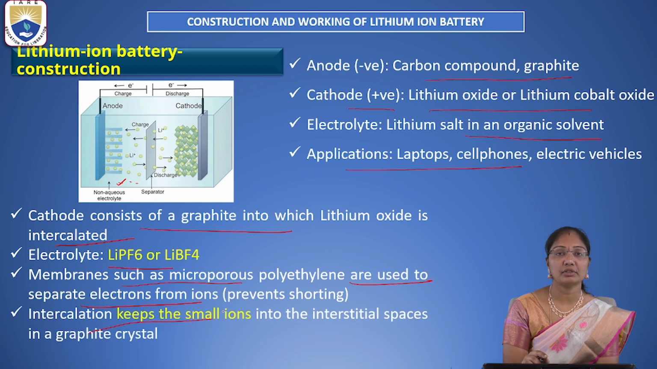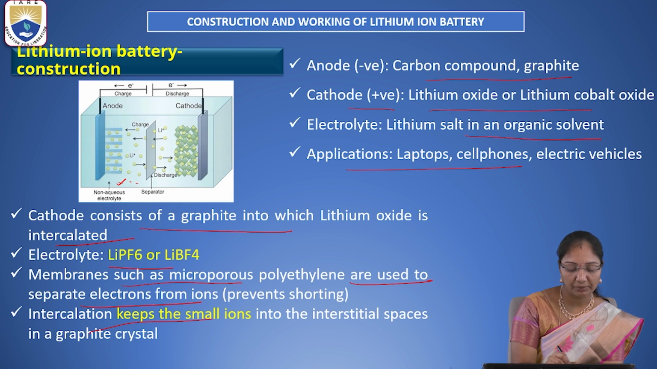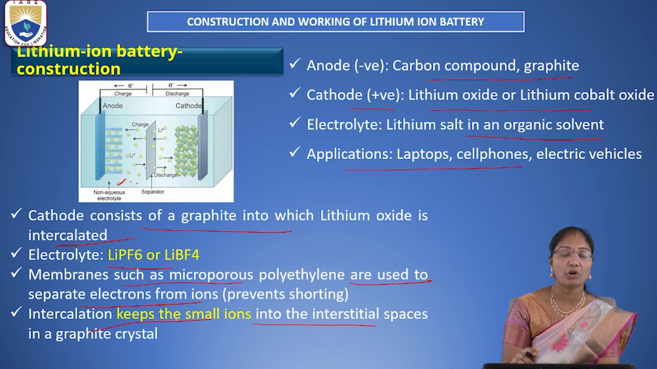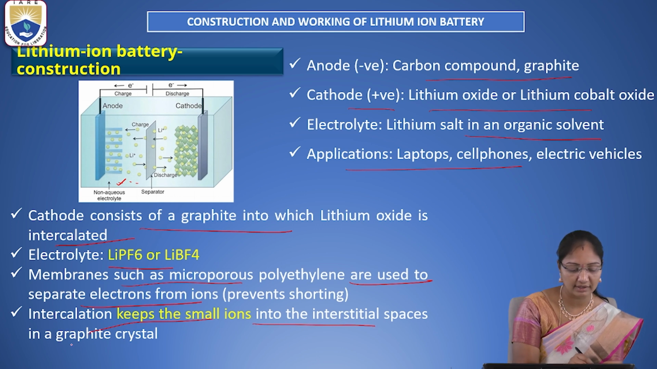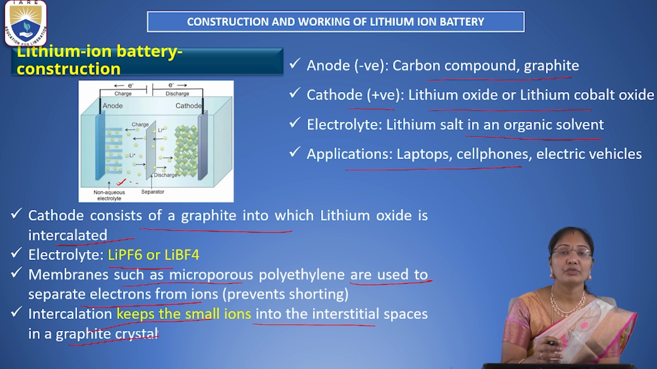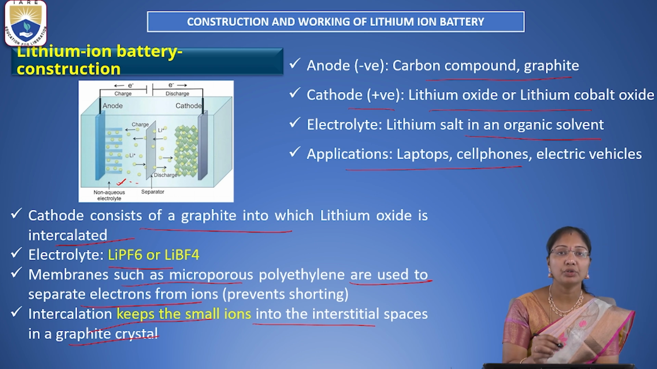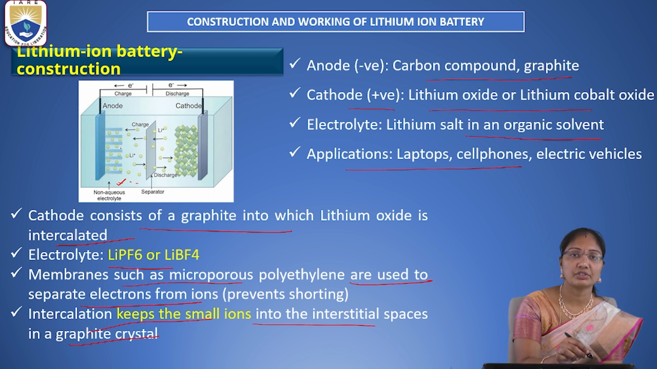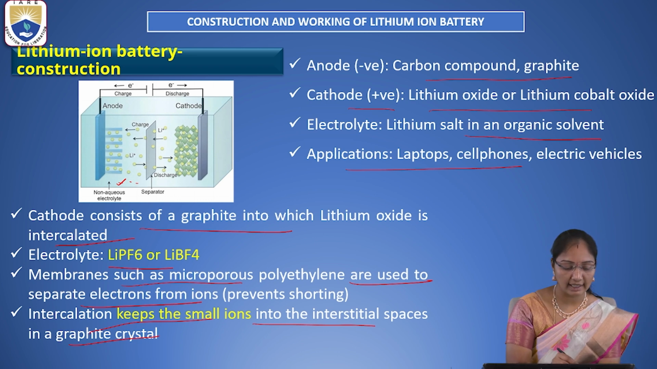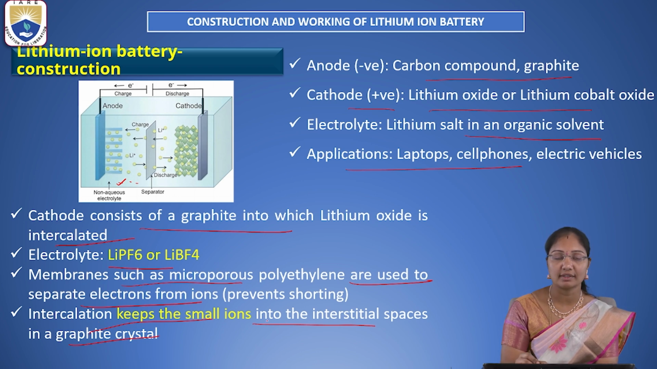Now the intercalation. Here we intercalate the graphite with lithium oxide. This keeps the small ions in the interstitial spaces in a graphite crystal. We insert these lithium ions in the graphite. Here we can see the graphite with some dots; we insert these ions in the graphite. So this is the intercalation. The intercalation keeps the small ions in the interstitial spaces present in the graphite rod, which is the anode here.